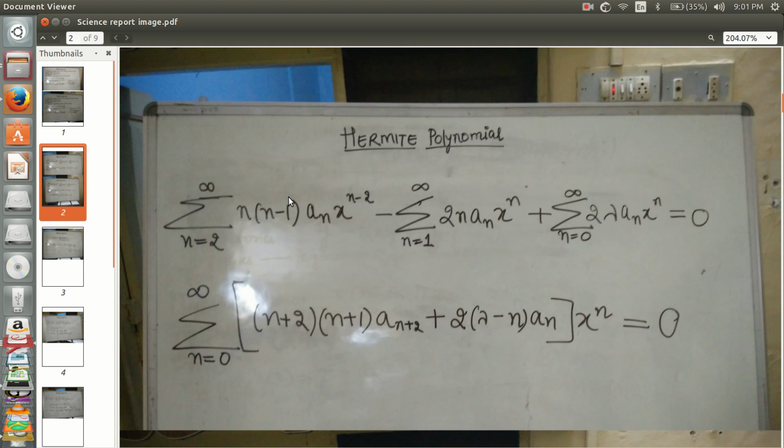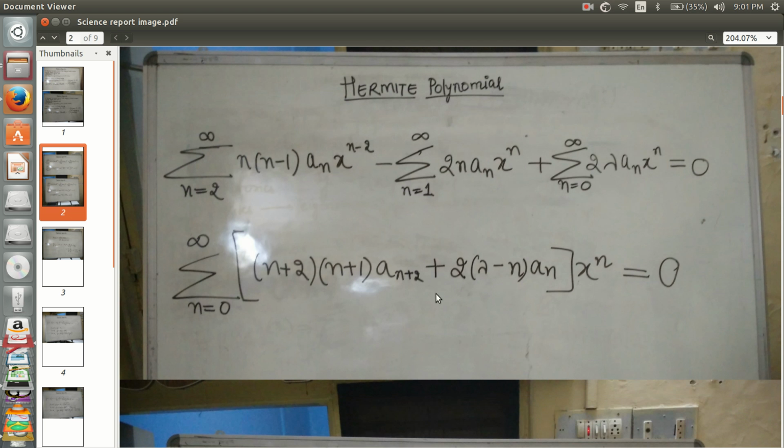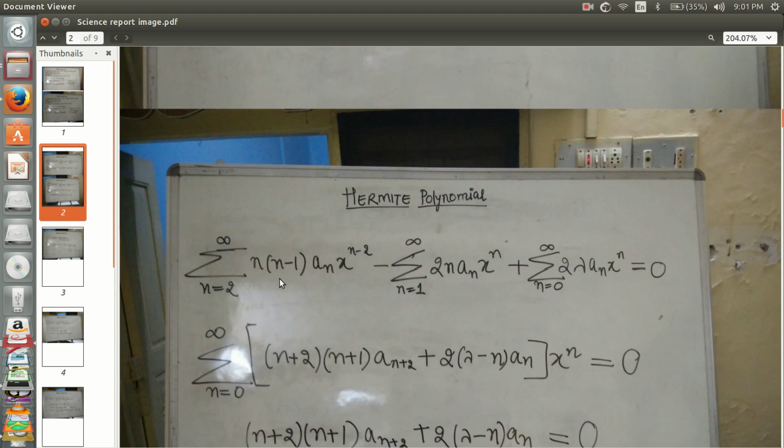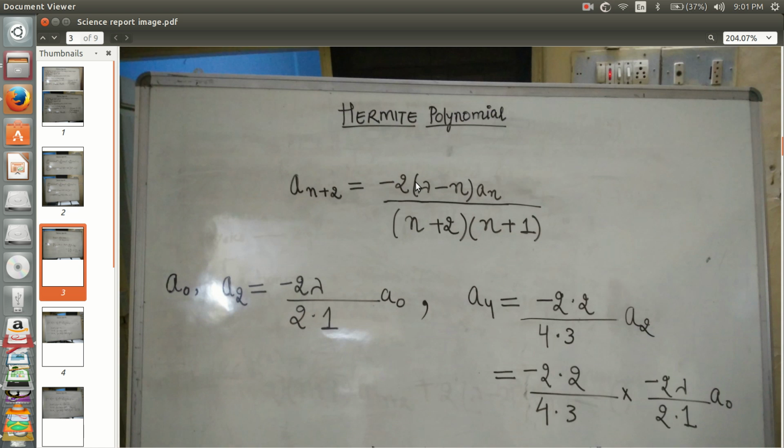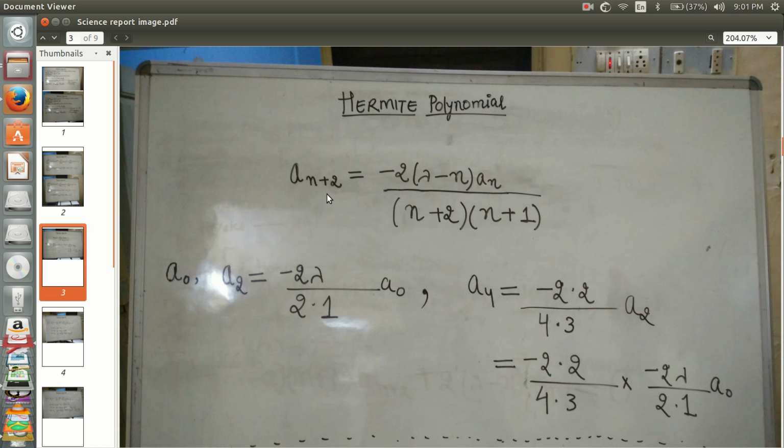For getting the recurrence relation, we want this term to vanish. So equating (n plus 2)(n plus 1) a_(n+2) plus 2 times (λ minus n) a_n equals 0, we can rewrite this in this form: a_(n+2) equals minus 2 times (λ minus n) a_n upon (n plus 2) into (n plus 1).